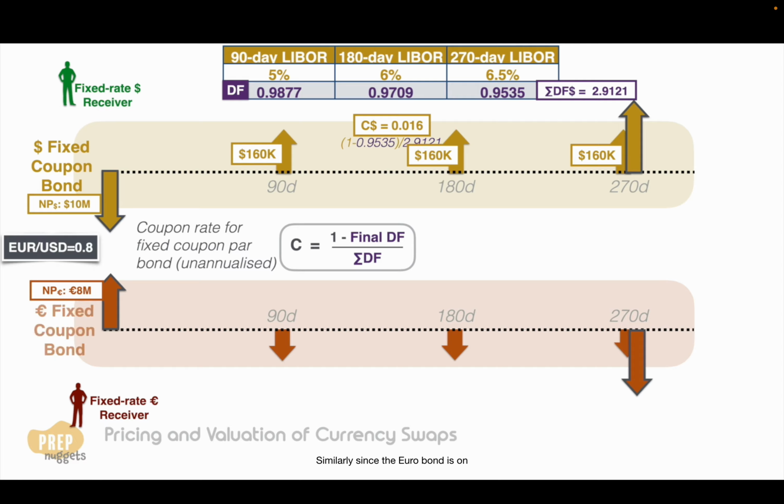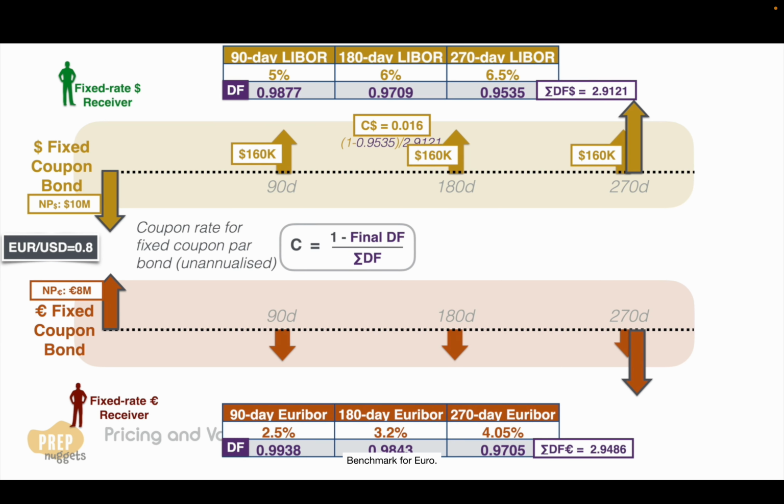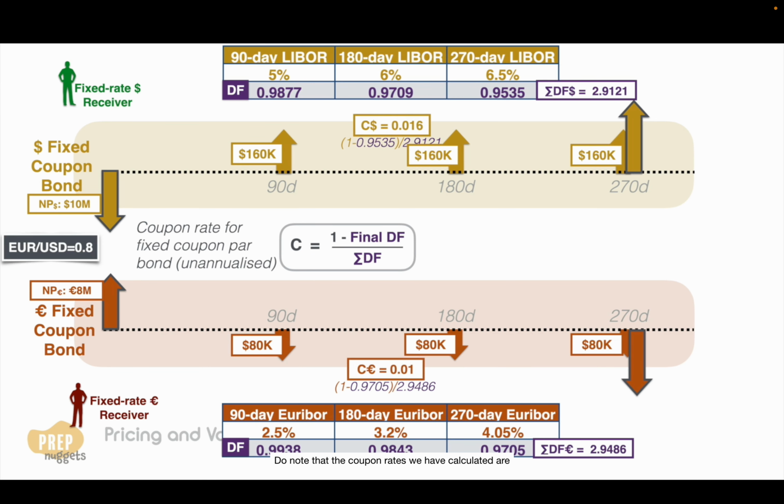Similarly, since the euro bond is on a fixed rate, we also use the same formula to calculate the fixed coupon rate. To do that, we will need the corresponding interest rate benchmark for euro. Calculate the discount factors, and we get a fixed rate coupon of exactly 1%. Based on €8 million principal, the euro receiver would receive €80,000 at each settlement date. Do note that the coupon rates we have calculated are unannualized rates. The annualized rates are 6.4% for USD and 4% for euro.